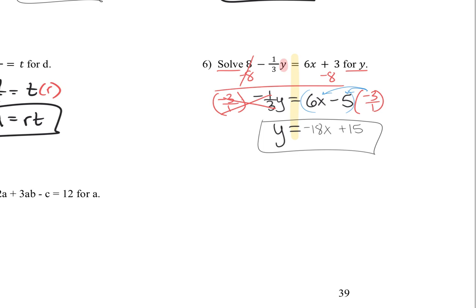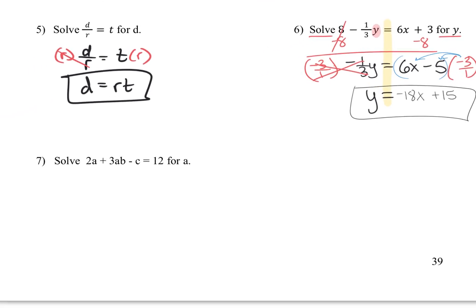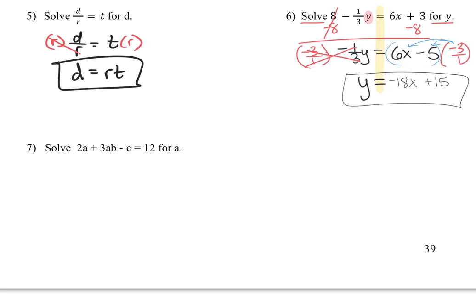So we have solve, I'll try and keep that in the picture. There we go. Solve 2a plus 3ab minus c equals 12 for a. Whew, okay. So solve for a. So what letter are we getting by itself? A, okay. Right now, how many a terms do we have? 2. But the middle one's not just an a term, right? It's an ab term. So we can't combine them right now.